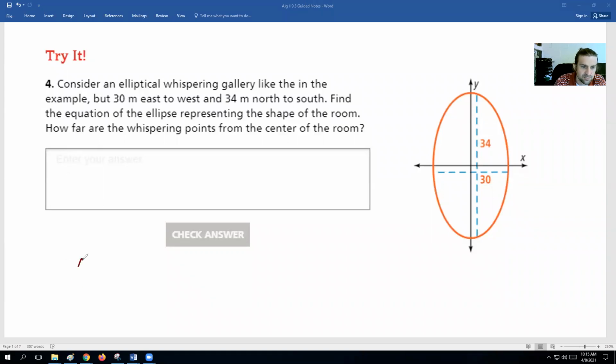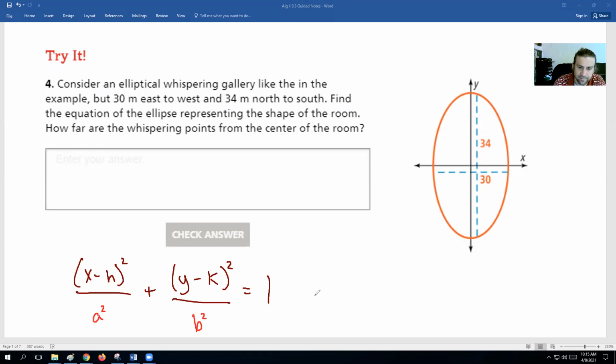Okay, so all equations should be x minus h squared over that number, the horizontal number, plus y minus k squared over the vertical number, and then equals 1. What we want to do here is look, the center is at 0, 0. We've got some a's and b's, right? The center's at 0, 0, so we're going to have x minus 0, or just x squared, and then y minus 0, y squared.